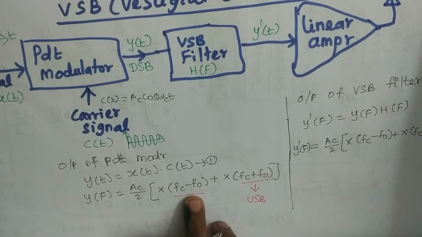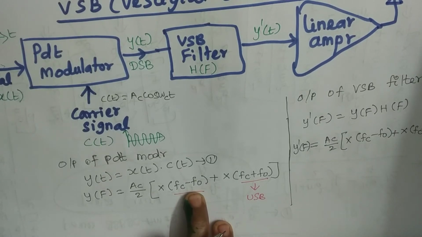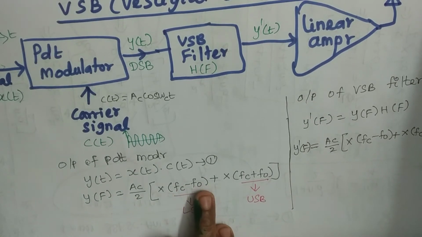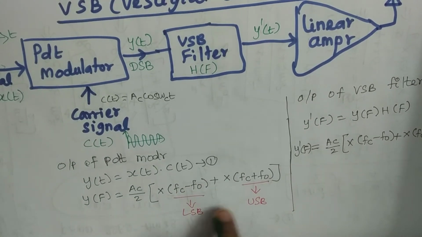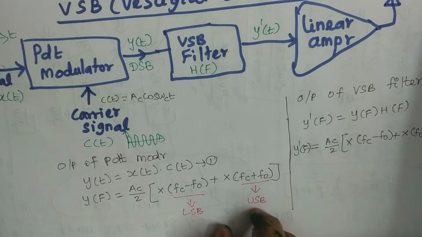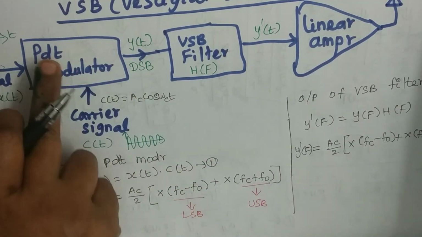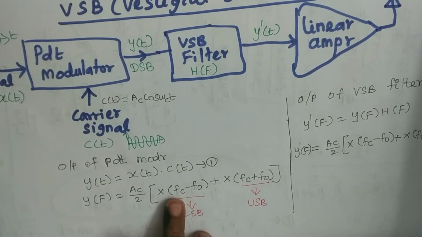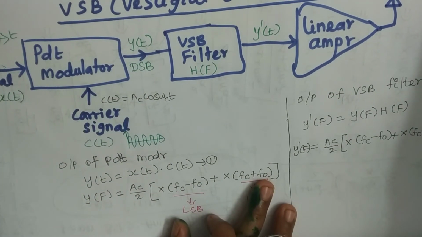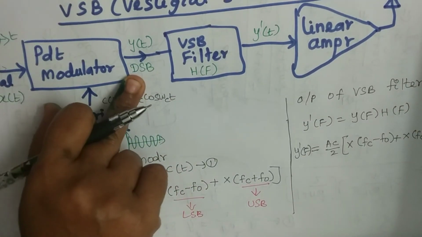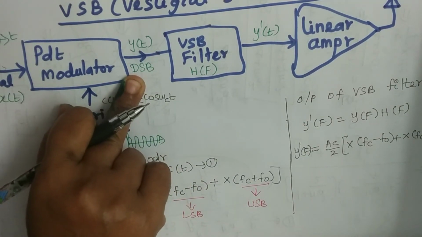We are already familiar with this from double sideband suppressed carrier amplitude modulation. So fc minus f naught represents the lower sideband frequency component, and fc plus f naught represents the upper sideband frequency component. So the output of the product modulator consists of two frequency components. This shows clearly that it is a double sideband signal.